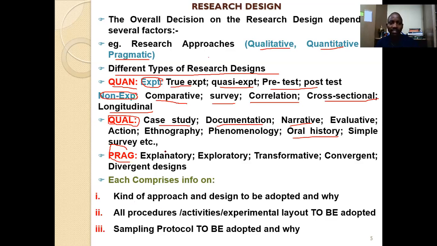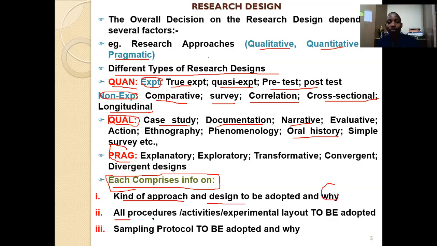Each of these kinds of research design gives information related to the kind of approach that should be observed. The design itself should be well explained, with what and why. While telling that I am going to use this kind of research design, you should give the reason why, with what, supported by what.